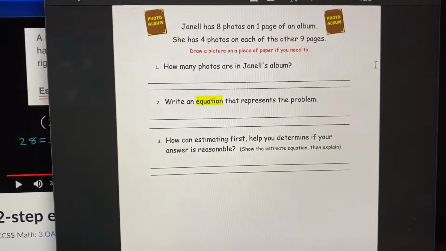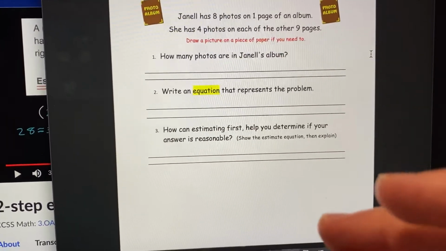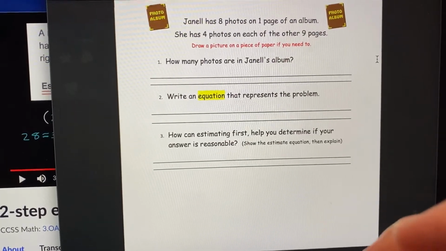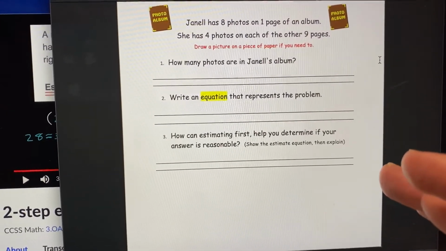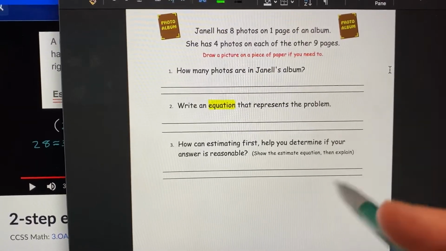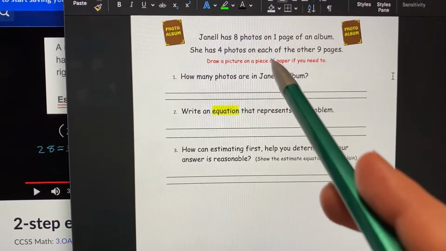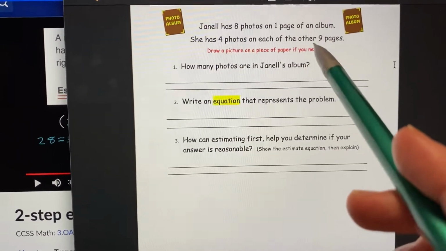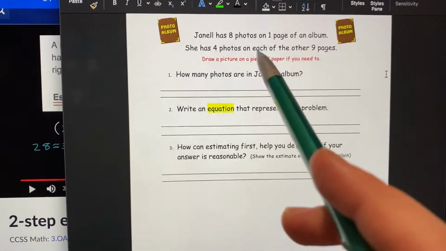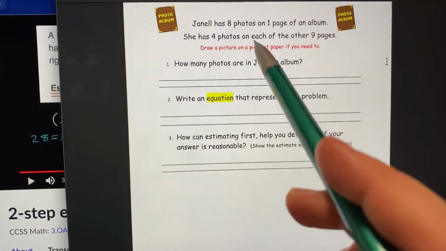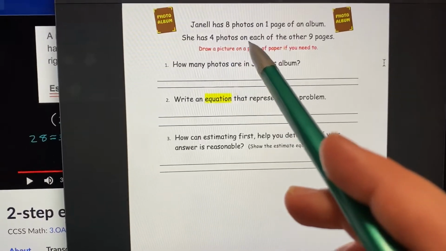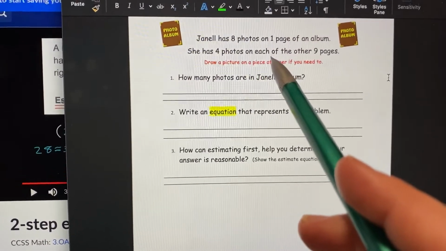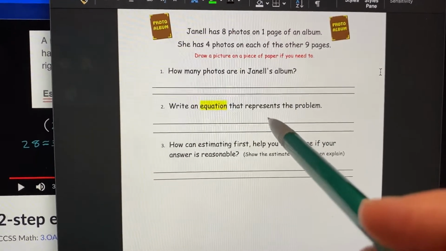Okay? It takes a lot of thinking, but I'm sure you guys will get it. If you guys, again, are having a hard time figuring out, you are more than welcome to draw pictures. So if you want to draw pictures of the photos on each page, you can absolutely do that if that helps you figure out the problem.